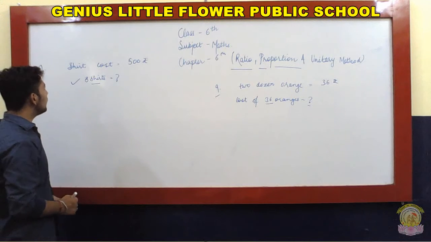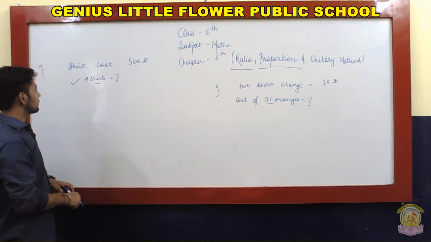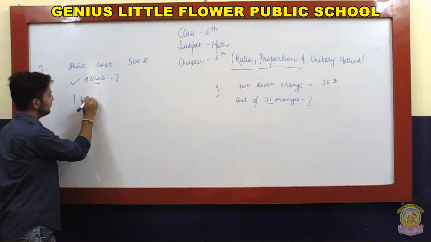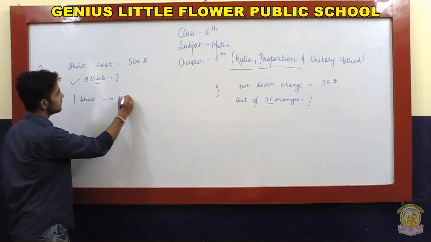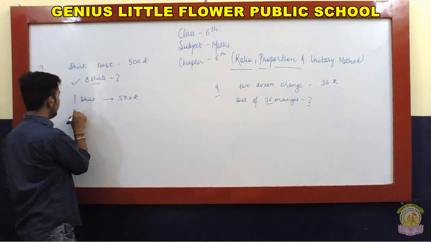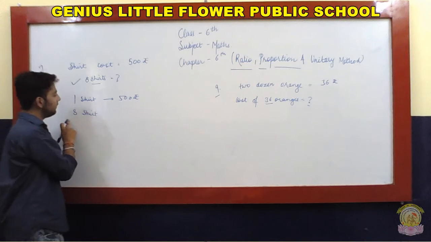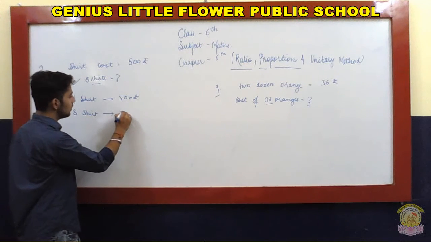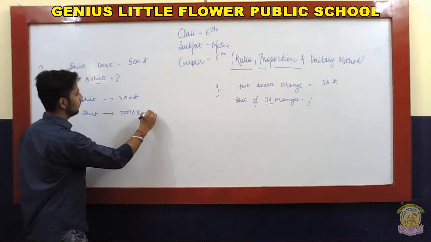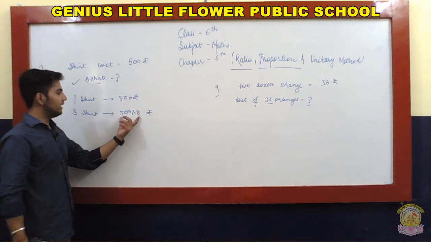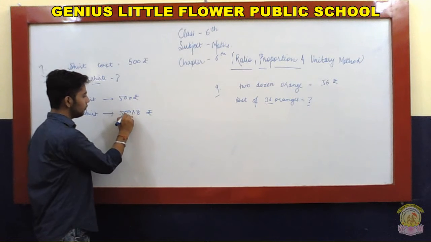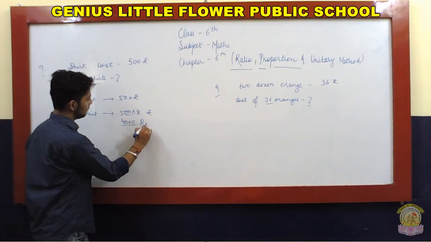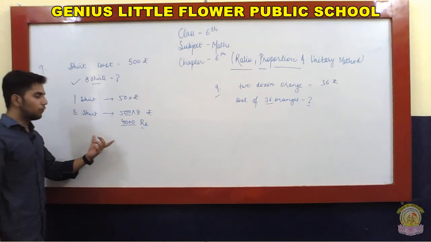Okay, so now we are going to apply the unitary method. One shirt costs 500 rupees. For 8 shirts, we have to multiply both sides by 8. So 8 shirts is equal to 500 into 8 rupees, right? So 5 8s are 40, and here you have 2 zeros also, so you have 4000 rupees. Okay, so 8 shirts cost 4,000 rupees.